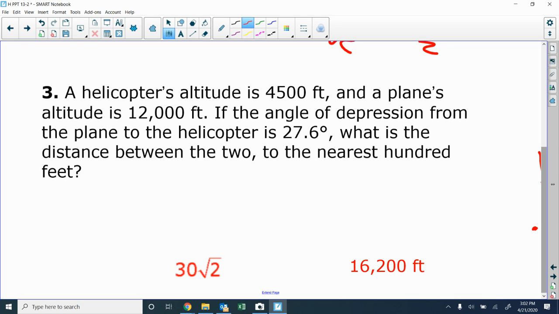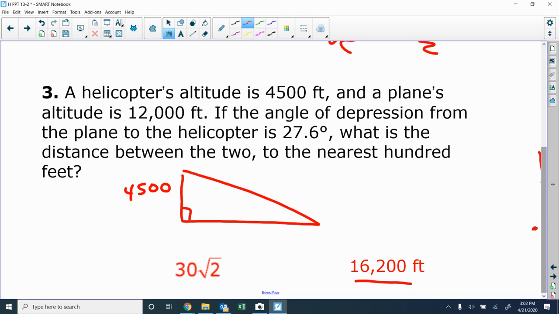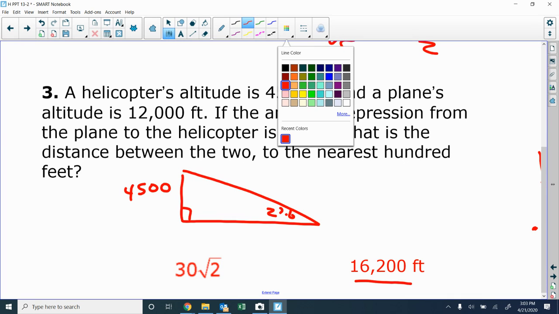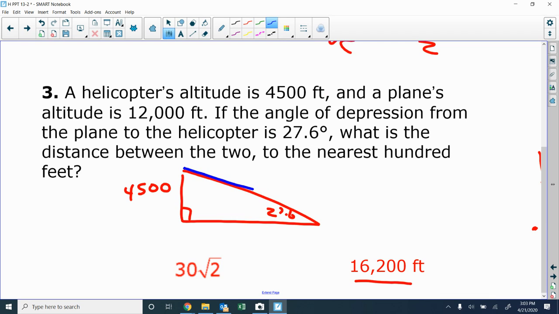So the helicopter looks like our answer we know. So we do want to draw a right triangle here. And its altitude is 4500. Angle of depression from the plane to the helicopter, okay? And the distance between the two. So we're looking at 27.6 here. So of course our distance that we're looking for is this height right here.